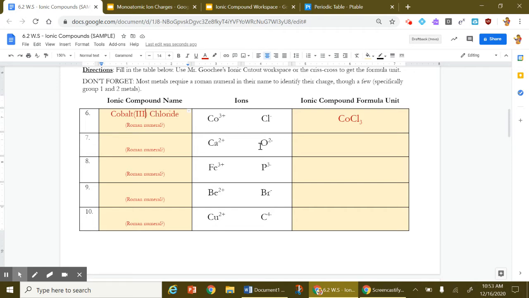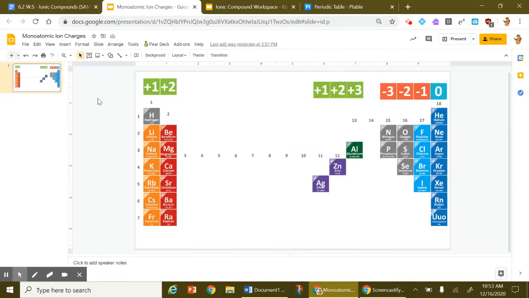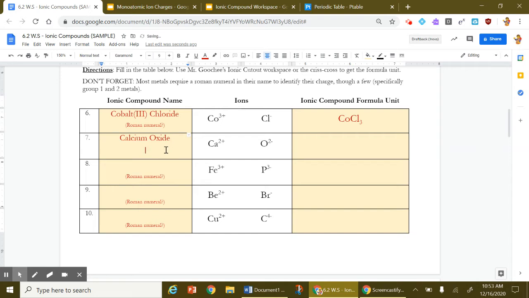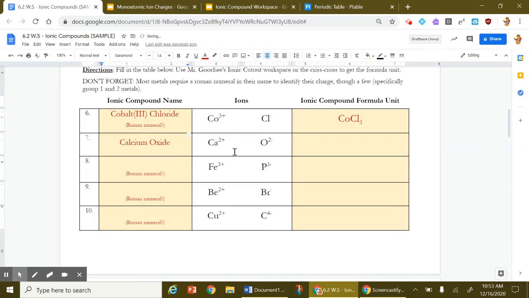Okay, let's do the next one here. Calcium and oxide. So here we go. Calcium, all right, and then that O2 minus is oxide. All right, now, do I need a Roman numeral here? Well, let me take a look at this monoatomic ionic charges sheet. Calcium. Hey, here's calcium. Look, calcium is always going to be plus 2. So no, I do not need a Roman numeral here. It's just calcium oxide.